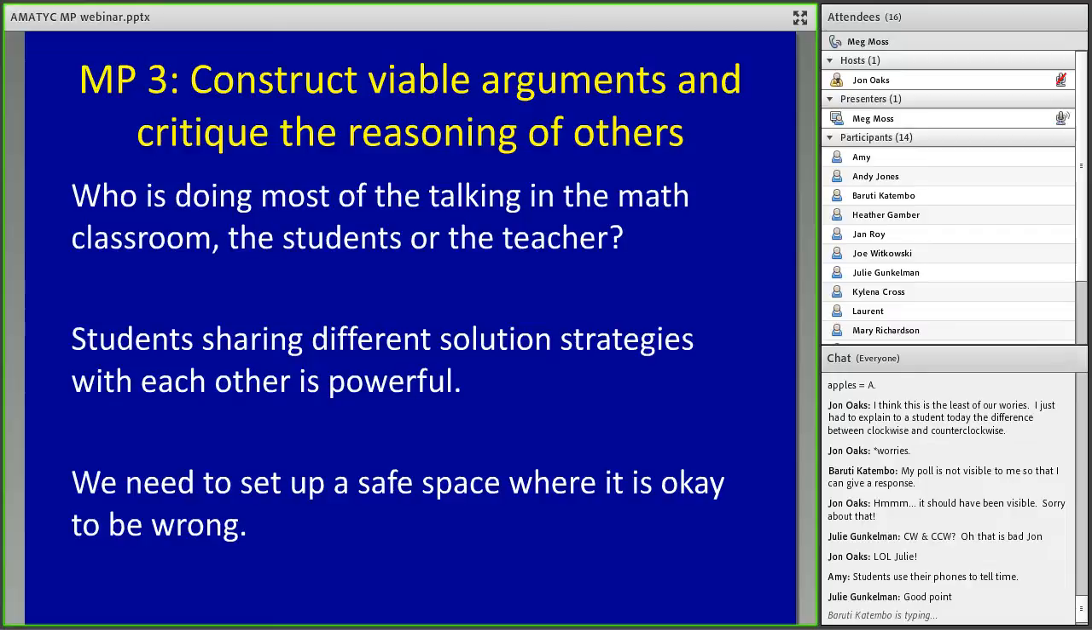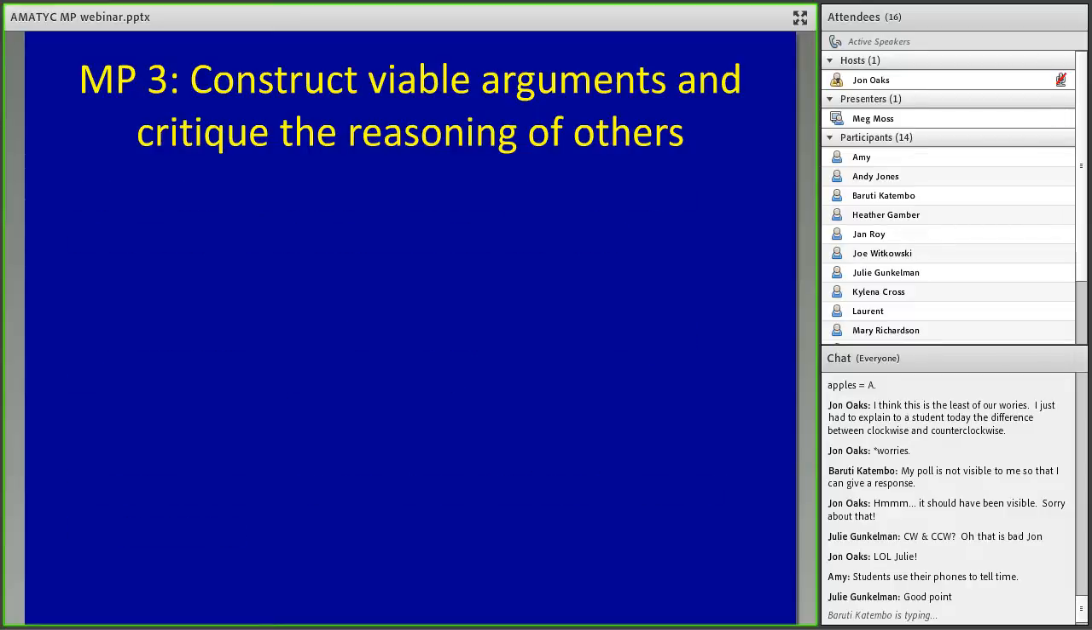I toured some schools in Singapore, and they do this regularly. When a student gets something wrong, they have the student go up and say, okay, here's what I did wrong, and here's why it's wrong, or have the students tell them why it's wrong.